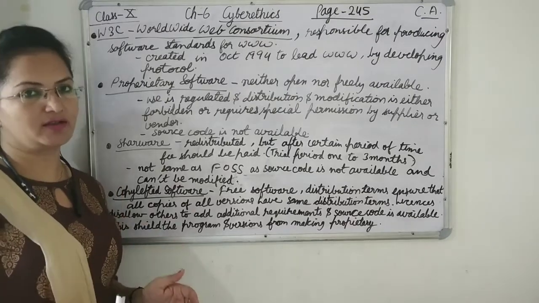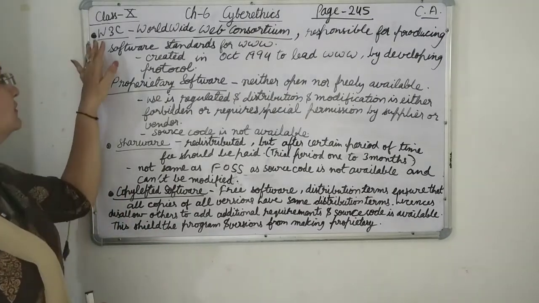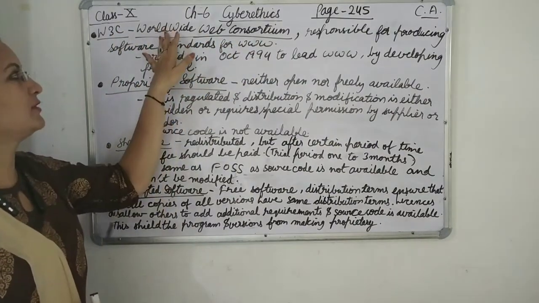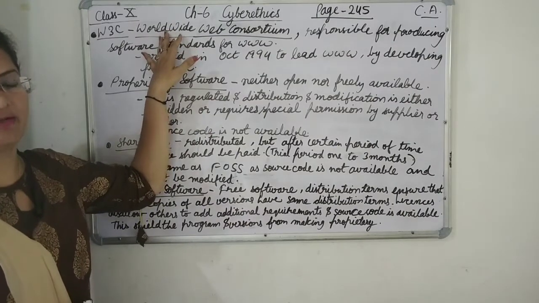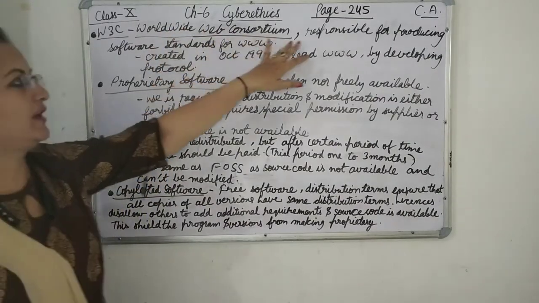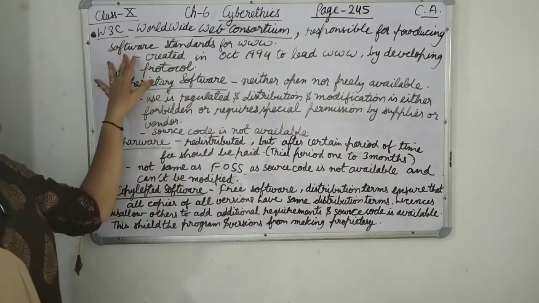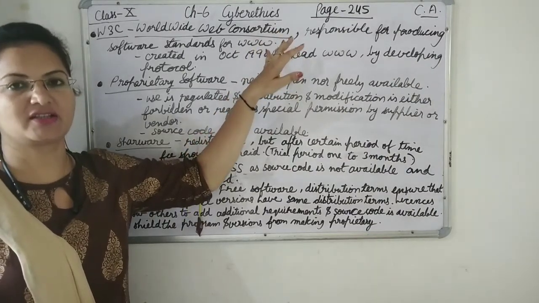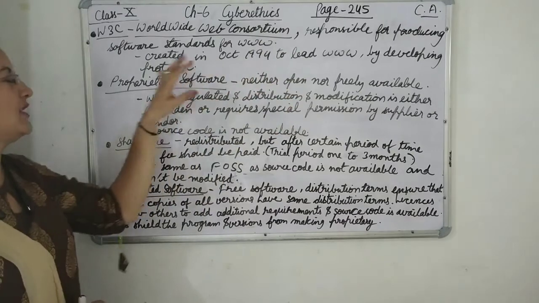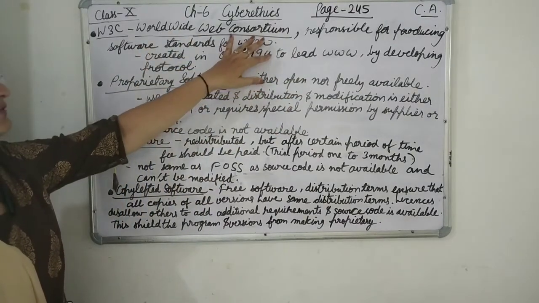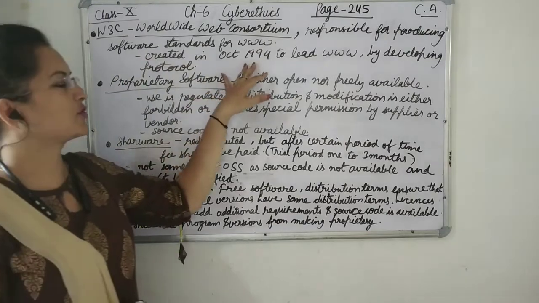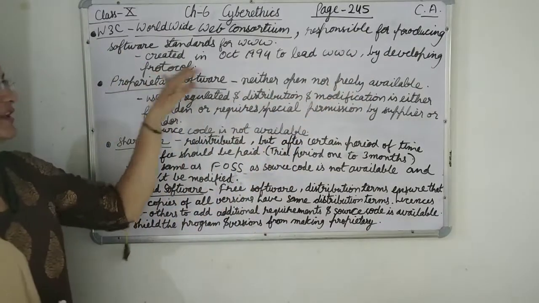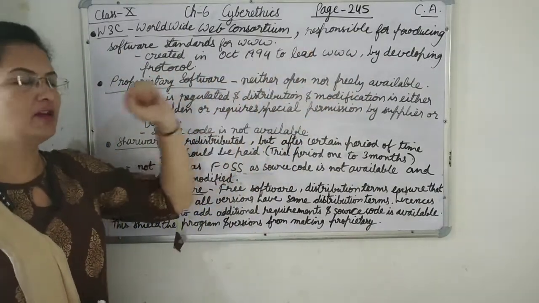So now students, another term related to open source software is W3C. It's the World Wide Web Consortium. You might have heard that Tim Berners-Lee was working for this foundation. It is responsible for producing the standards for the WWW, so that software, web pages and documents can be shared over the internet. For the proper use of the internet, the World Wide Web Consortium works. It was created in October 1994 to lead the World Wide Web, by developing various protocols for the smooth functioning of the World Wide Web.